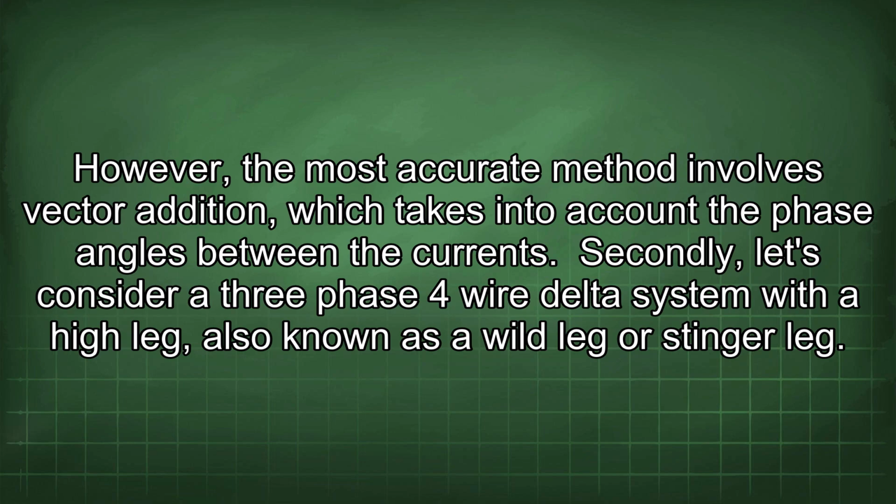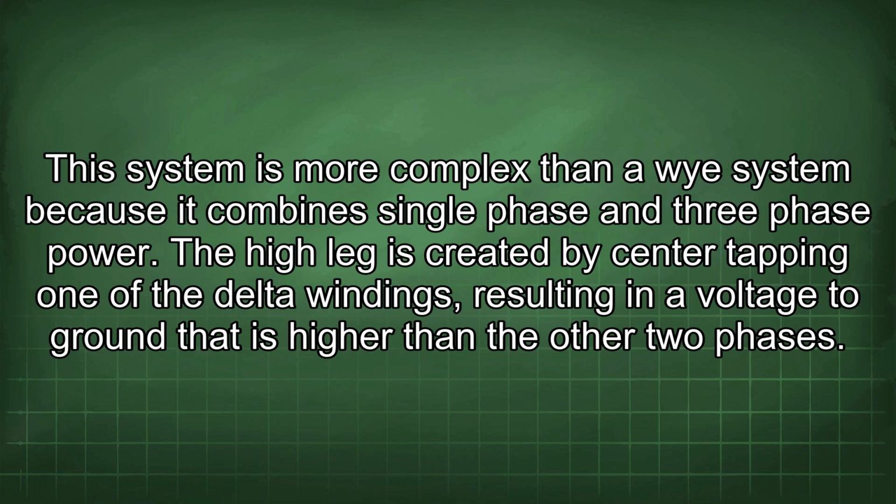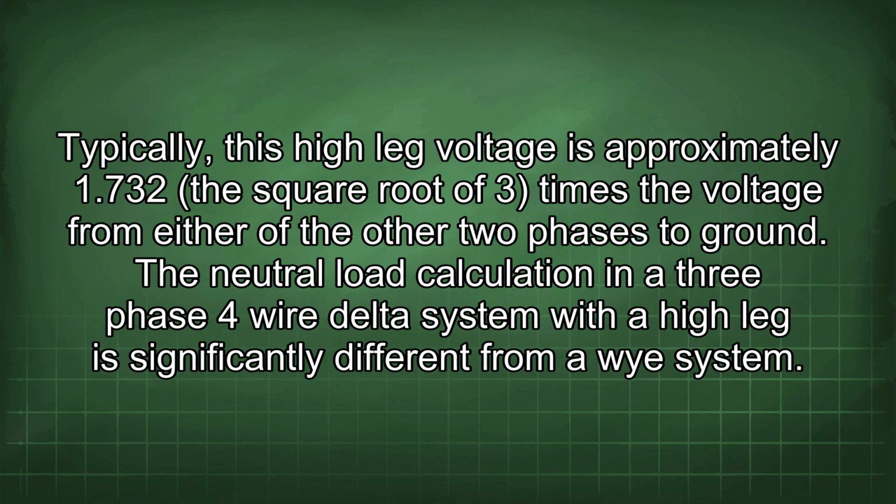Secondly, let's consider a three-phase 4-wire delta system with a high leg, also known as a wild leg or stinger leg. This system is more complex than a Y system because it combines single-phase and three-phase power. The high leg is created by center tapping one of the delta windings, resulting in a voltage to ground that is higher than the other two phases. Typically, this high leg voltage is approximately 1.73, the square root of 3, times the voltage from either of the other two phases to ground.